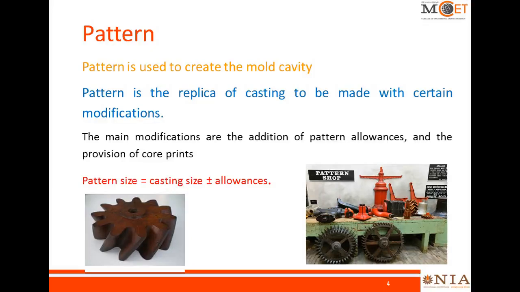A pattern is used to create the mold cavity, and it is the replica of the casting to be made with certain modifications. The main modifications are the addition of pattern allowances and the provision of core prints. Pattern allowances we'll see later. A core print is the place used to hold the core inside the cavity. To carry the core inside the cavity, core prints are to be provided along with the pattern, so the pattern is slightly modified. The pattern size will be the casting size plus allowances.